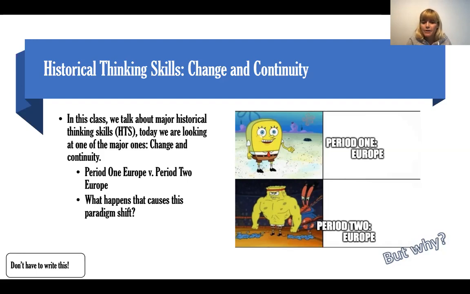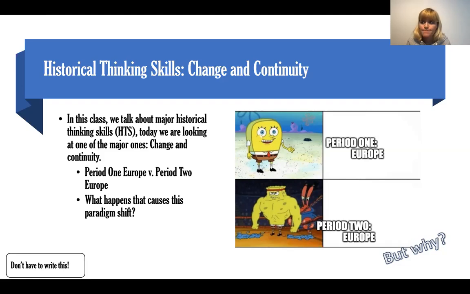So again, guys, period one Europe's going to be kind of weak and frail and sad looking. But as you will see today, we're going to set up this crazy paradigm shift where Europe is going to be frail and weak and backwards. And then by the end of period two, it's going to be this major player, major strong house.